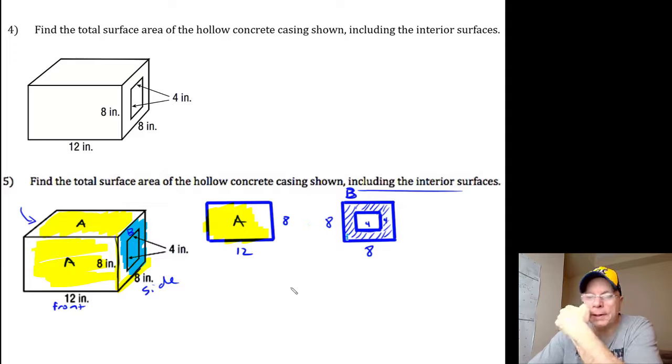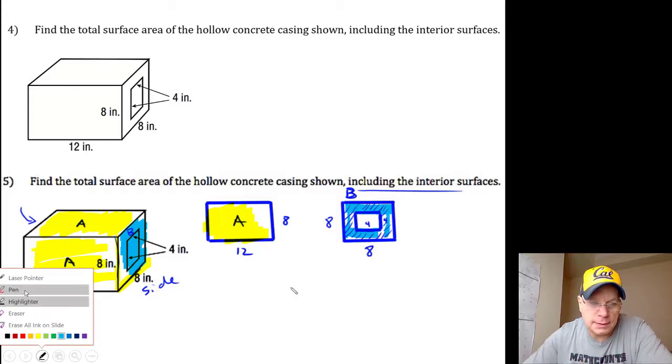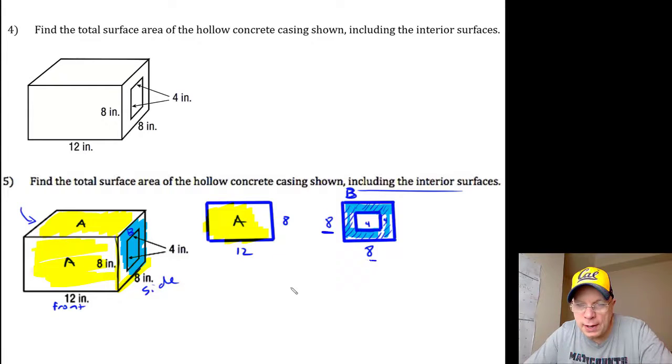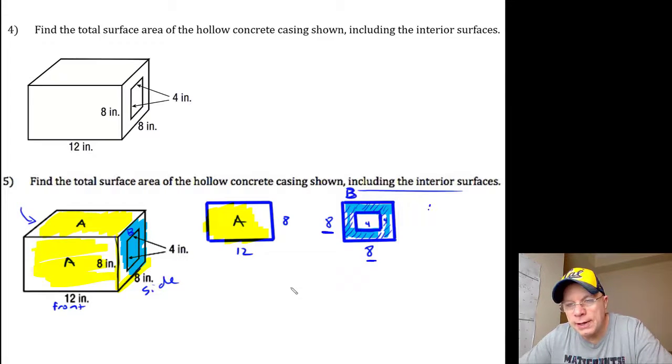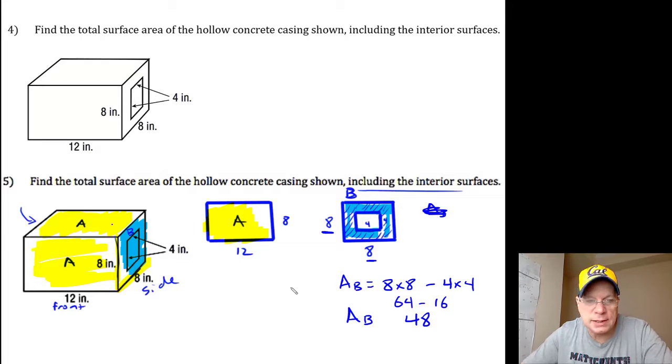This face has a hole in it. So face B, it's an 8 by 8 square, but with a 4 by 4 hole in it, a square hole. And so when you do an area like that, the area of face B equals 8 times 8. That's if I had the whole square. But then you subtract the square hole, the 4 by 4 hole. So you get 64 minus 16 is 48. So the area of face B, and there's one over here also, one back here also.